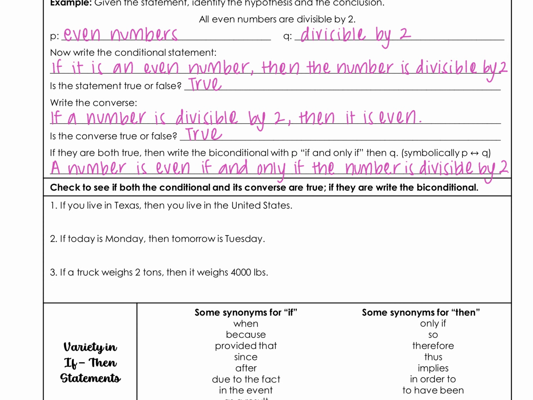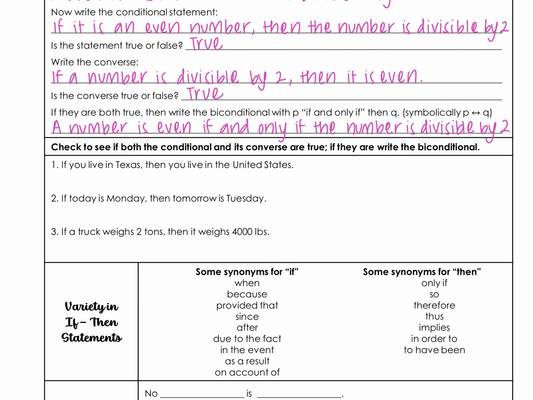Now we've got 3 more examples or problems. For these 3, we are going to check if both the conditional and its converse are true. And if they are, then we're going to write the biconditional. Just to make sure we understand why, if it is not both true, I'm going to write which one of them isn't true to help you identify why we are unable to write the biconditional.